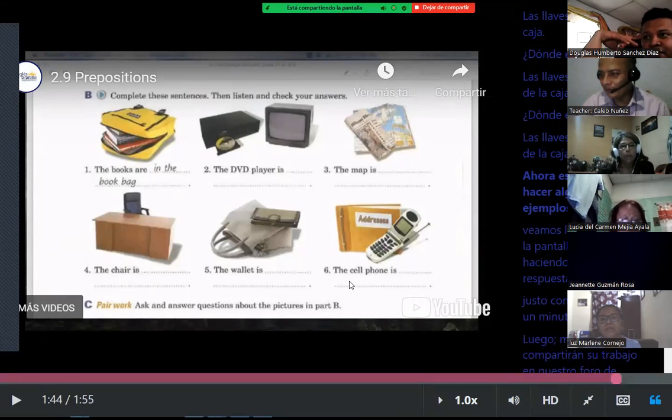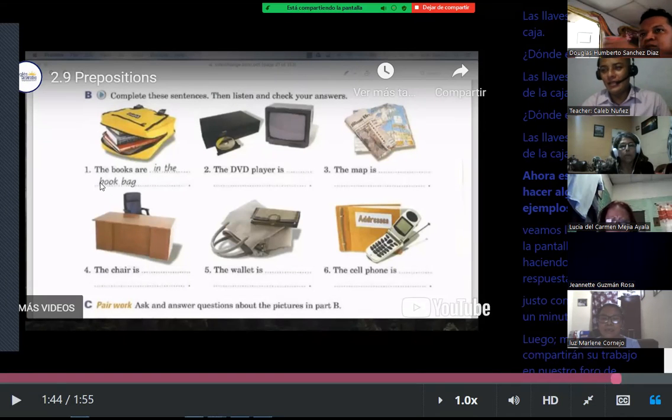The cell phone is in front of the cell phone? On the address. In front of. In front of. The? Address book. The address book. Correct. The cell phone is in front of the address book.